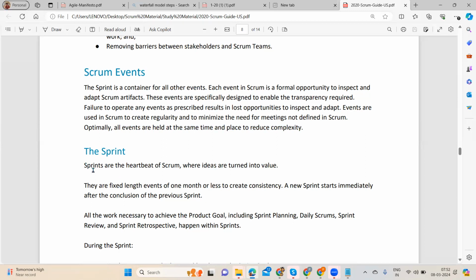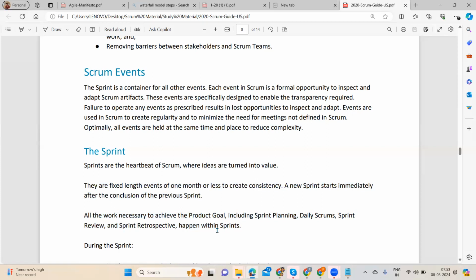Sprints are the heartbeat of Scrum, where ideas are turned into value. There are fixed length events of 1 month or lesser to create consistency. A new sprint starts immediately after the conclusion of the previous sprint. All the work necessary to achieve the product goal, including sprint planning, daily scrum, sprint review, and sprint retrospective, happens within the sprints.